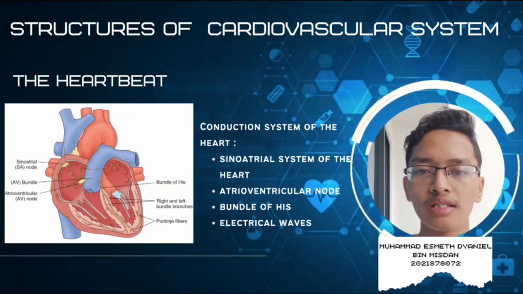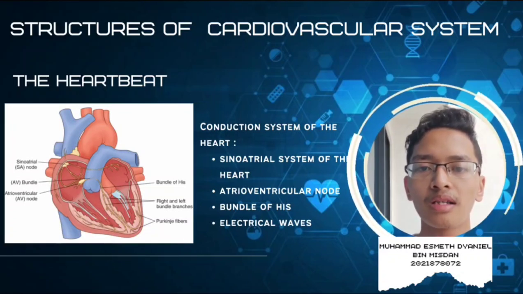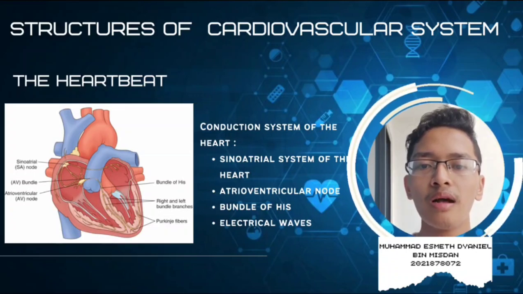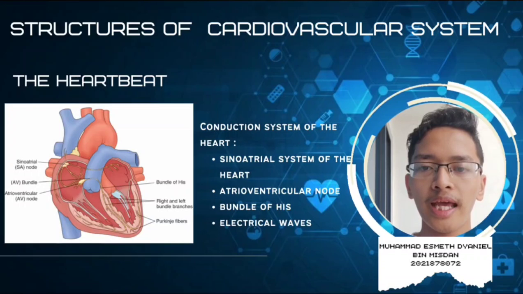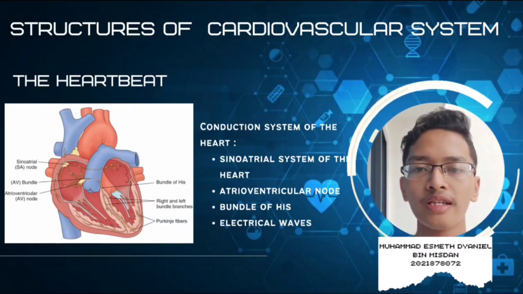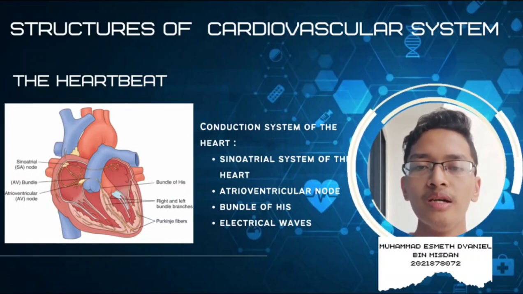Also known as the conduction system, these electrical impulses are controlled by the sinoatrial node (SA), the atrioventricular node (AV), and the bundle of His. Next, we will explain more about this.